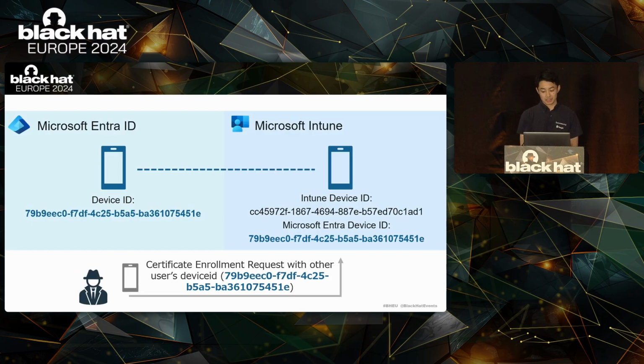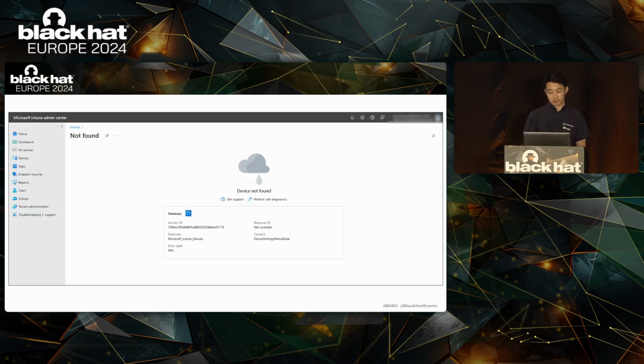So the scenario is that there is already another user's device object registered in Entra ID and also Intune, and the attacker tried to enroll a device to Intune with the existing device ID. And by sending the enrollment request with the other user's device ID, what happens is that the existing device object is deleted from the Intune service. And when the object is deleted from Intune, the IT admin cannot access and manage the device anymore, like this.